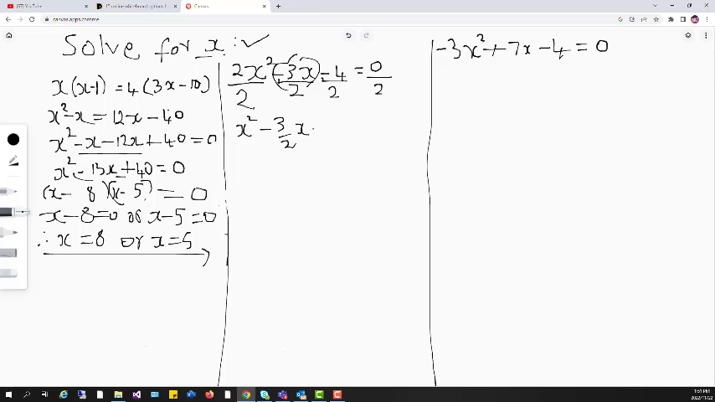Minus 4 divided by 2 will give us minus 2. 0 divided by 2 is 0. All right. So remember, next we are interested in the coefficient of x, right? So what do we do with it? We take it, we divide by 2, and then we square that.